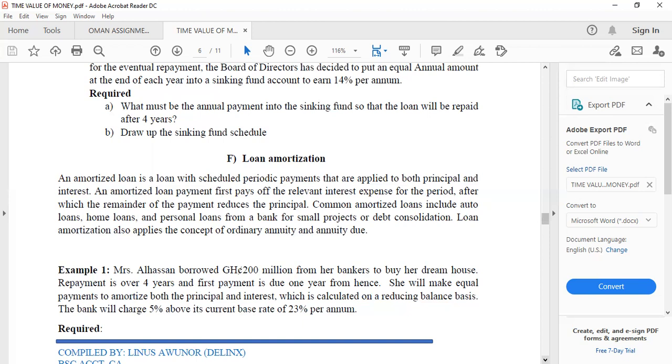That's what they're saying: equal payments to amortize both the principal and interest, calculated on reducing balance basis. The bank will charge 5% above its current base rate of 23% per annum. So what will be the interest rate? 28%. The current interest rate is 23%, but the question says the bank will charge 5% above. So the bank is charging 28% interest.